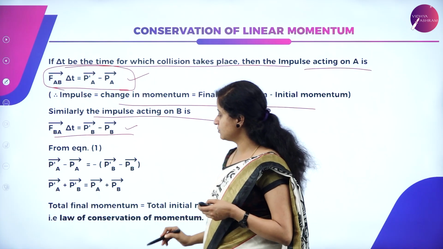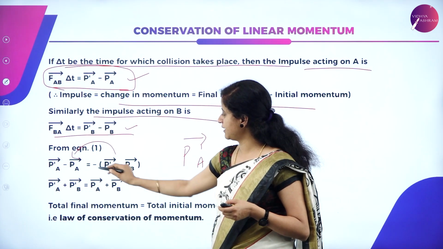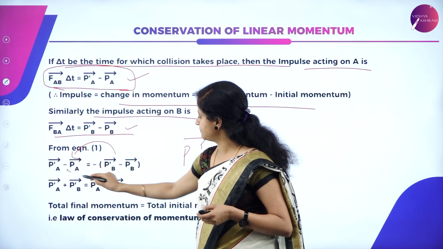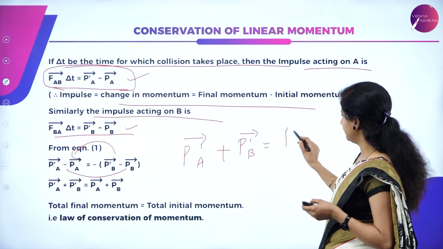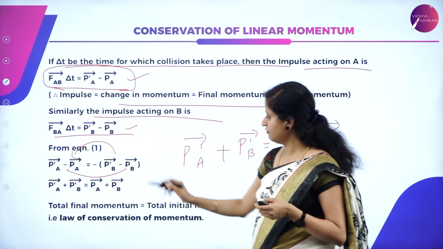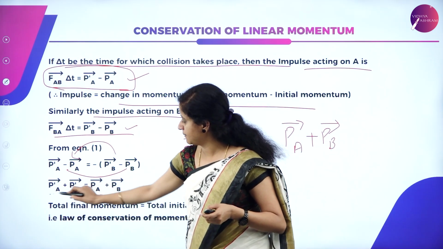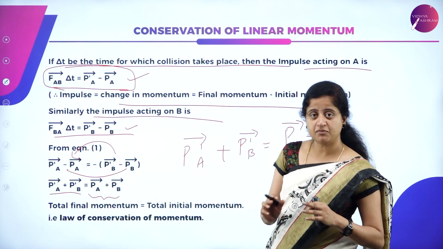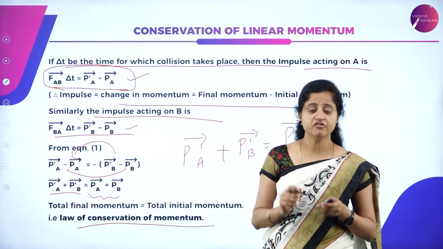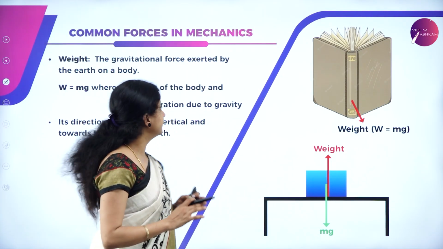Now we can interchange these two terms and write it as P dash A. Take this to the other side, this minus becomes plus, plus P dash B, which is equal to, bringing this PA to the other side, it becomes plus, so we get PA plus PB. This means that the total final momentum is equal to the total initial momentum. Here P dash A and P dash B are the final momenta. The sum of final momentum is equal to the sum of initial momentum, which is nothing but the law of conservation of momentum.